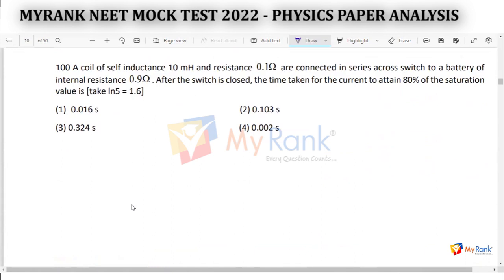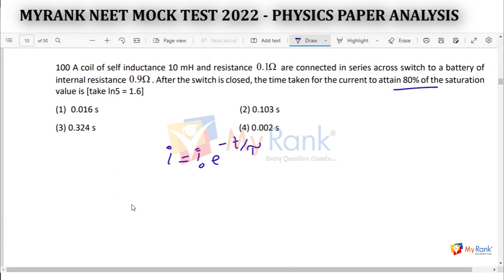A coil of inductance 10 millihenry and resistance 0.1 ohm are connected in series across a battery of internal resistance 0.9 ohm. After the switch is closed, find the time taken for the current to attain 80% of the saturation value. It's a formula based question. So I is nothing but I naught e power minus t by tau, where tau is the time constant.